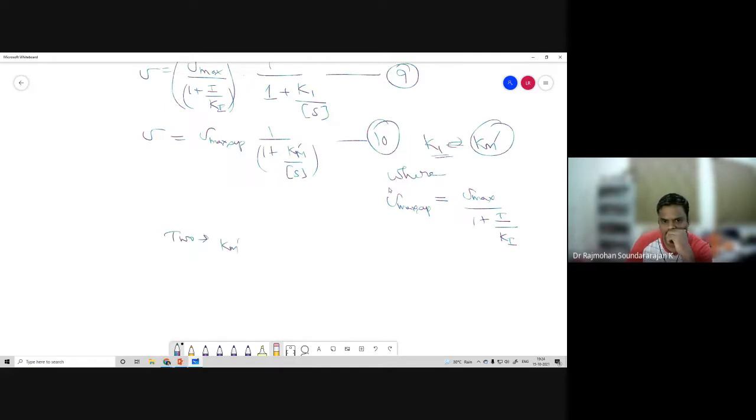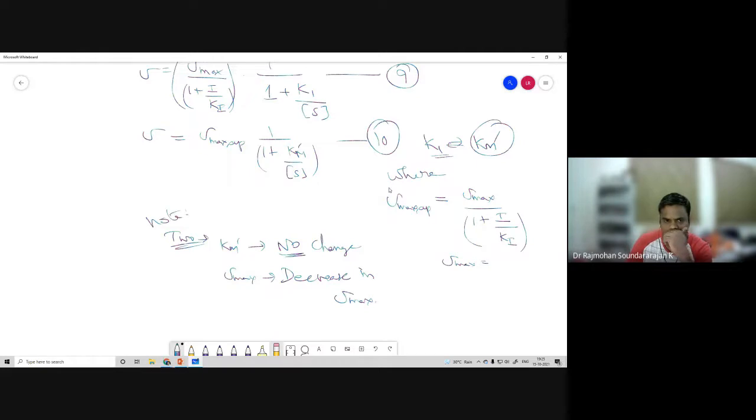So what are the two Michaelis-Menten parameters? Km dash: is there any change in it? No, no change in the Km dash value. But if you look at the Vmax value, it is divided by something, right? So that means there is a decrease in the Vmax value. That is the change we observe.